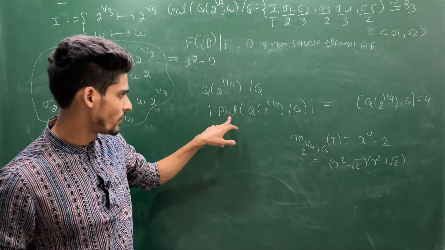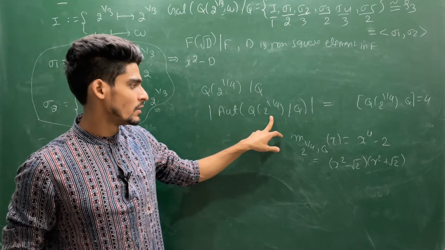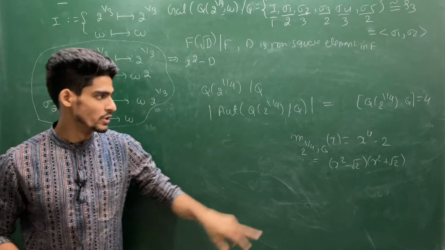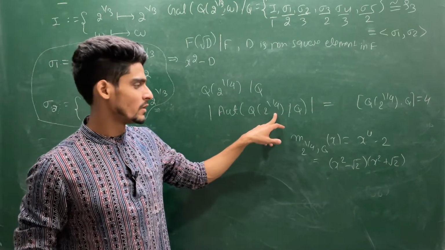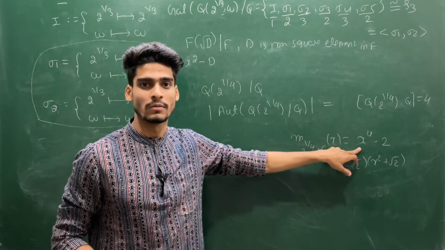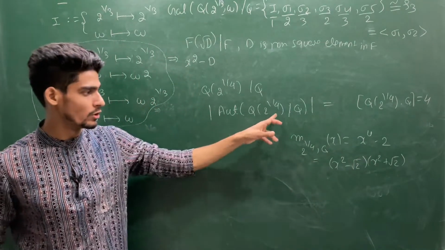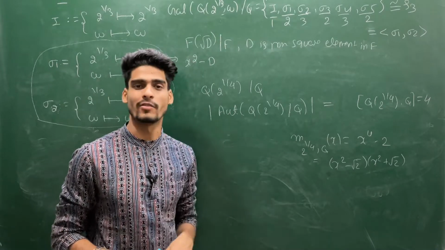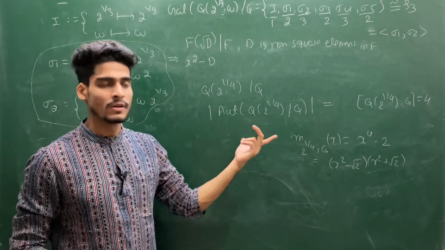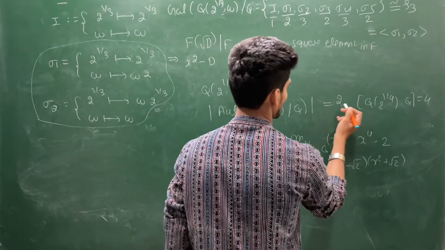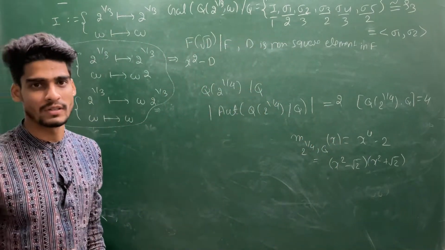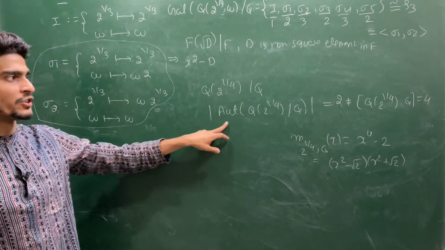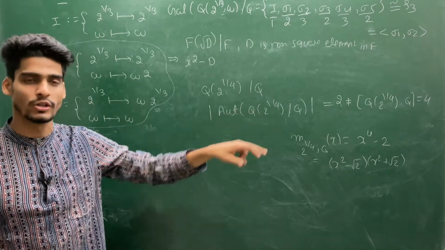So if you are finding automorphisms of a real field, you cannot send any element to a complex element. So this 2 power 1 by 4 can go to a root of this equation, but it cannot go to the complex root. It can go to either 2 power 1 by 4 or minus of 2 power 1 by 4. So its automorphisms cannot exceed 2. That means there cannot be more than 2 automorphisms. So by the definition of Galois extension, this extension is not Galois.